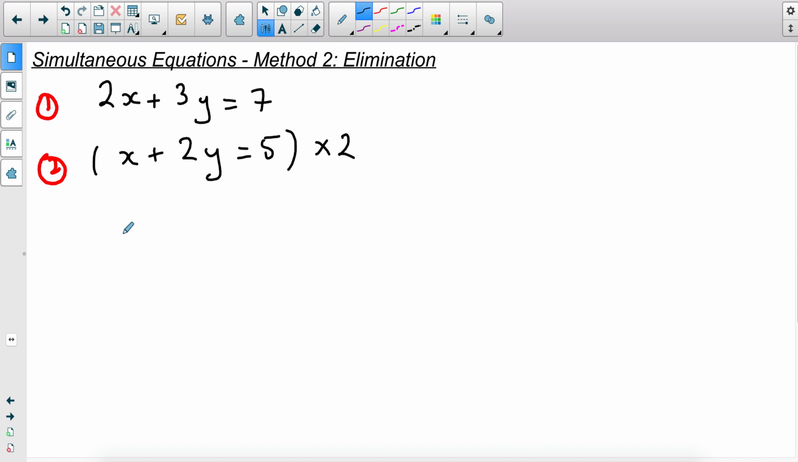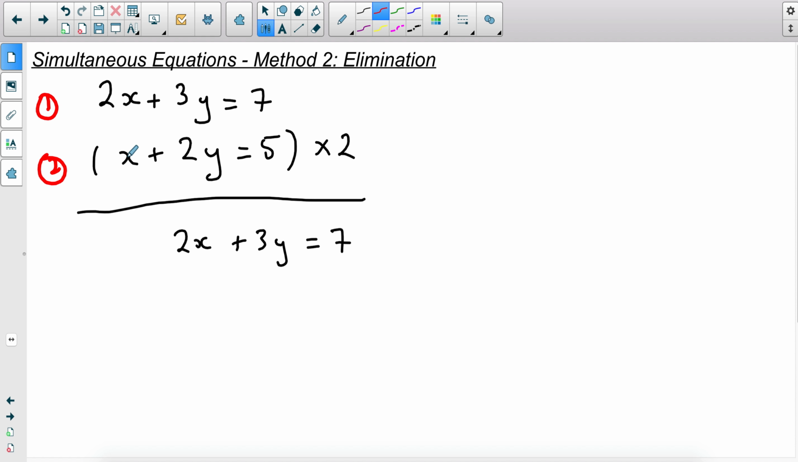And I'm going to rewrite my system of equations again. So I have 2x plus 3y equals 7. And then you multiply every single term by 2. You do not multiply only the x by 2. You need to change the whole thing. Remember, this is an equation. It's balanced. If you change one number, you need to change the others as well in proportion. So we get 2x plus 4y equals 10.